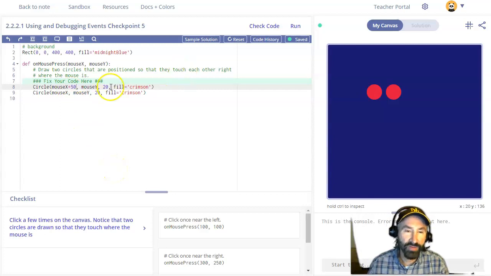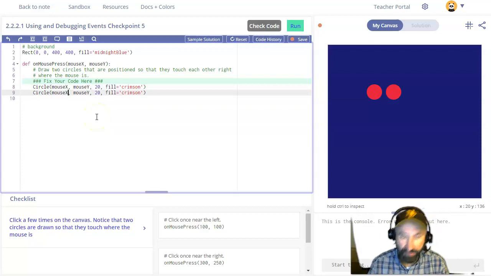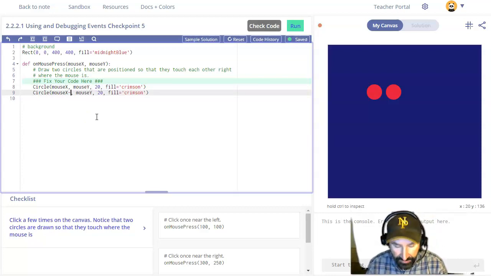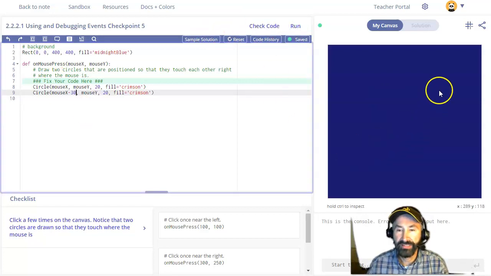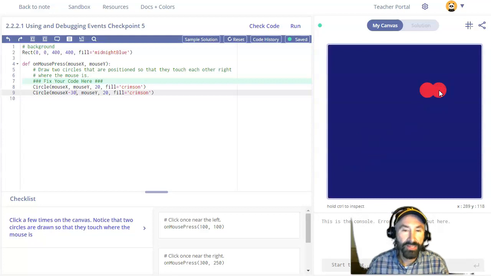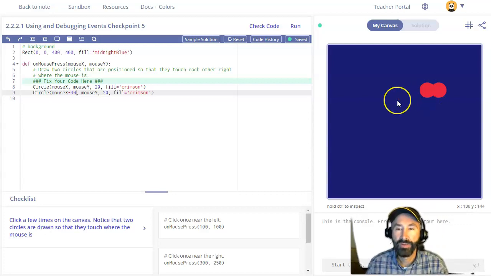So what if I change something else? What if I change this mouse X and I say minus, let's make it 30, and I run and then I click. Again, I have one circle that is centered directly on the mouse click and another circle that is to the left of the mouse click by about 30.